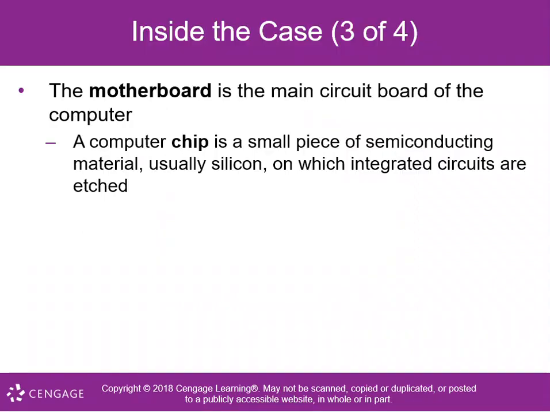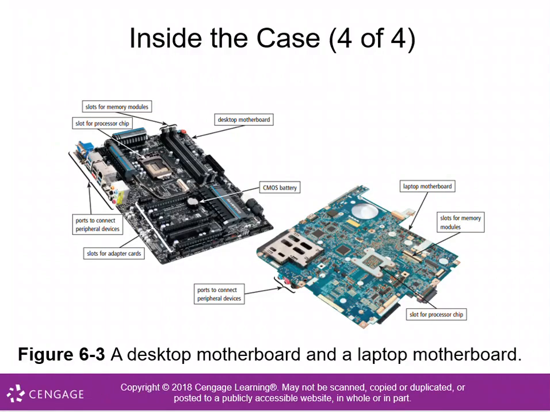The motherboard is the main circuit board of the computer. This one I have mentioned in our previous class, part of Chapter 2. So, motherboard, main circuit board. A computer chip is a small piece of semiconductor material, usually silicon, on which integrated circuits are etched. This one we also saw in our previous class.